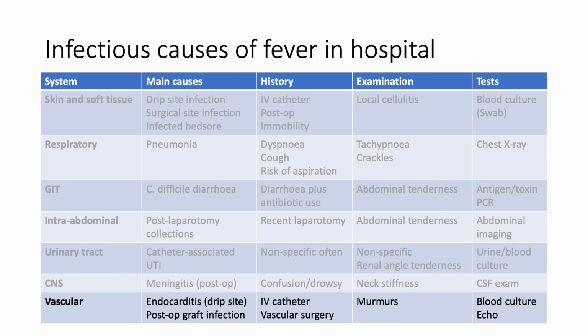So think about skin and soft tissue infections, most importantly drip site infection, but also surgical site infections and bed sores, hospital-acquired pneumonia, shortness of breath, C. diff diarrhea, patients presenting with diarrhea, intra-abdominal complications from surgery, so abdominal tenderness post-op, urinary tract infections, which can be quite non-specific but have a high index of suspicion in patients with urinary catheters, urethral catheters in situ, and then in specific clinical scenarios, central nervous system and endovascular infections.